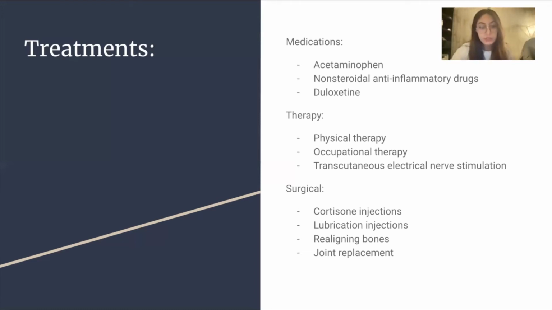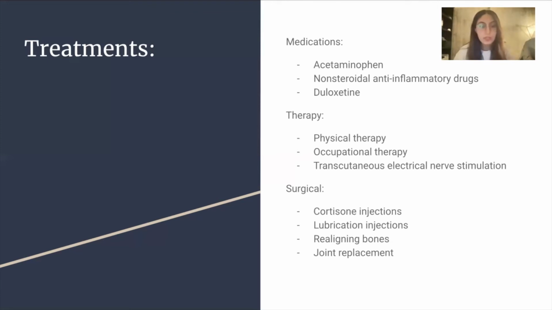Lubrication injections. Injection of hyaluronic acid might relieve pain by providing some cushioning in the knee. Though some research suggests that these injections offer no more relief than a placebo. Hyaluronic acid is similar to a component normally found in the joint's fluid.